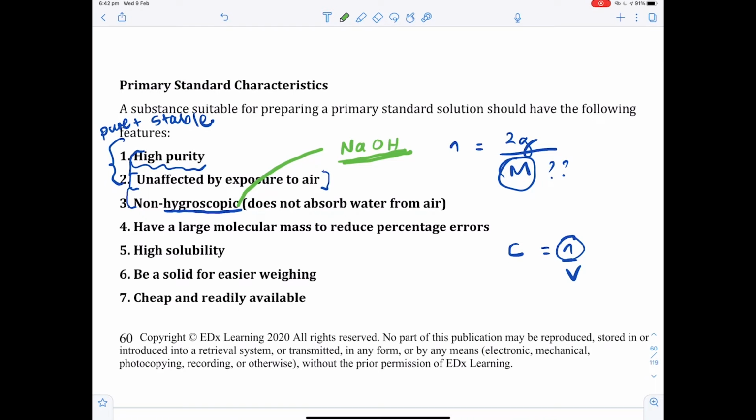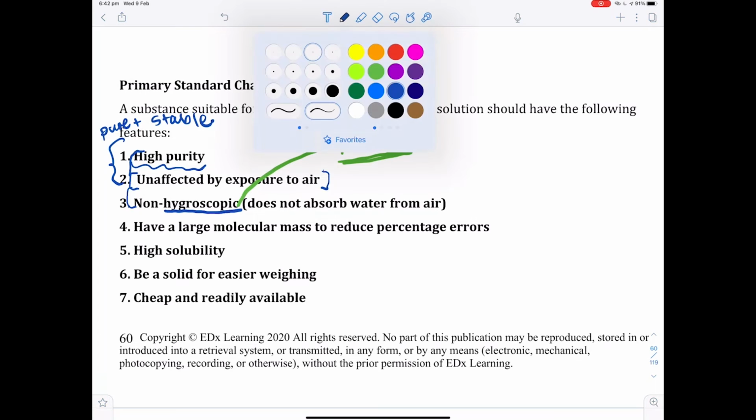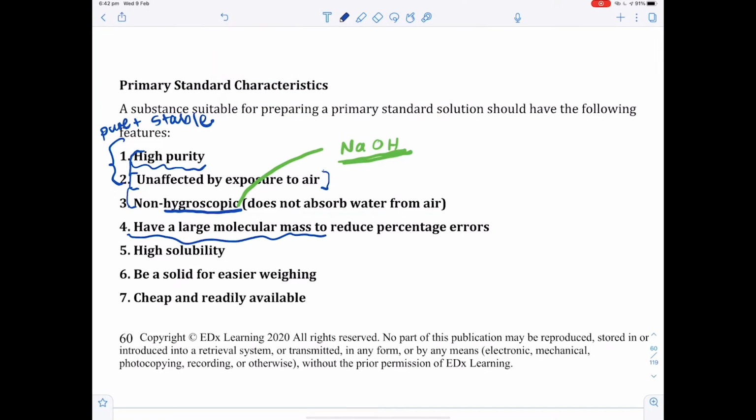Very good. Now I have a question for you. I want to see who can think critically and mathematically here. Why should I care for the substance to have a large molecular mass? And I don't want you to just repeat this word for word. I want you to mathematically explain this using maybe an example. Why is having a large molecular mass good?